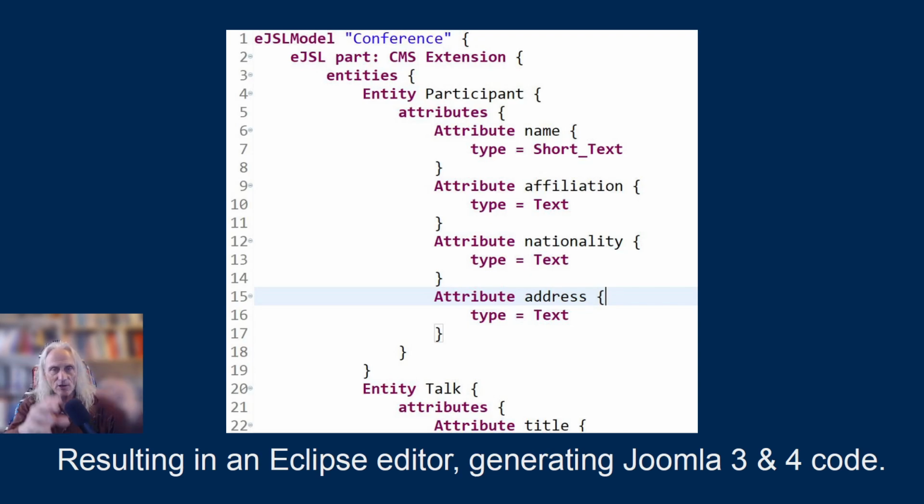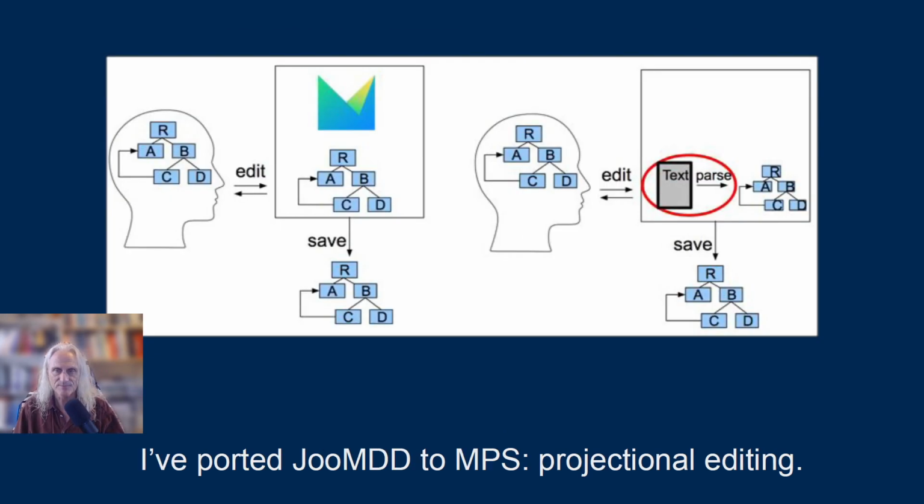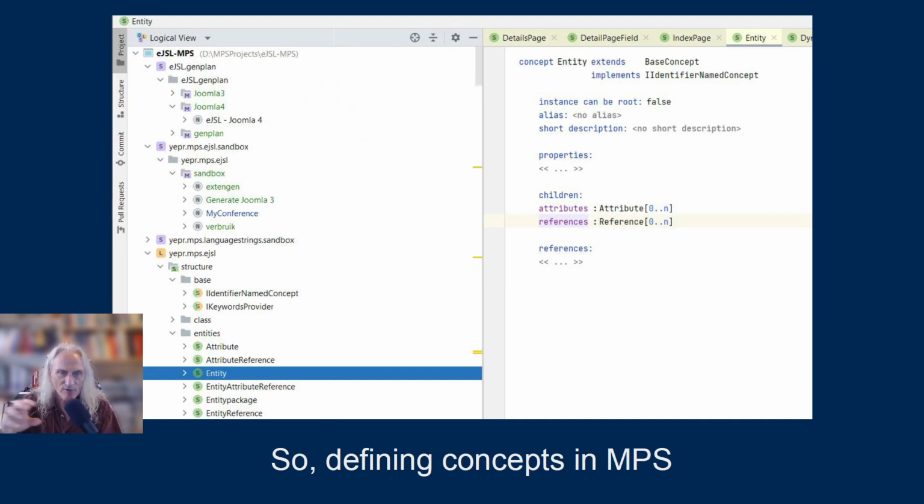Well, I ported this whole thing to MPS with the kind mentoring of Kolja. So that's also what I like of this language community. A lot of people helping each other. And I took all the concepts from the grammar in Xtext and made them concepts in MPS, and made a Joomla 3 and Joomla 4 generator for it, and made editors, of course.